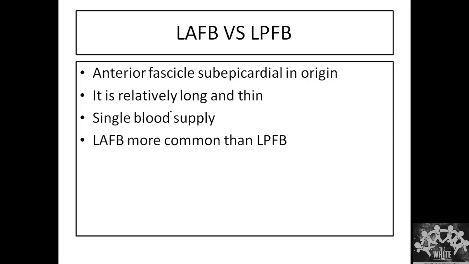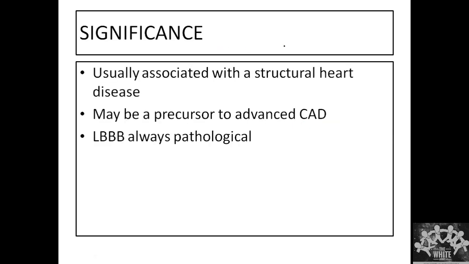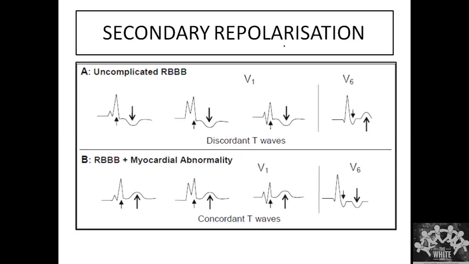There is something called a left anterior fascicular block and a left posterior fascicular block. First we'll see some ECGs, and then we'll come to how we diagnose that. Are you seeing this? This is called secondary changes or secondary repolarization. You see in this direction the T wave and the QRS are opposite in direction. This is called discordant T wave, which is normal.